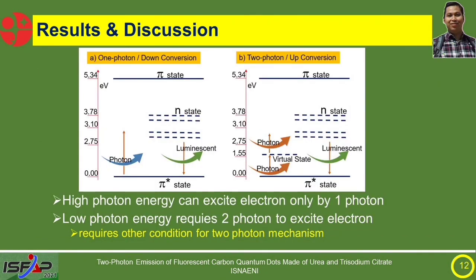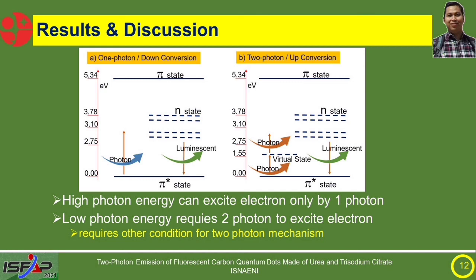The different mechanism of one photon and two photon emission is shown in this slide. We generated a simple energy band diagram using data from absorbance and photoluminescence. In down conversion photoluminescence, one photon from a blue laser can excite an electron to 3.06 electron volt above the pi star state. This energy can excite an electron to a certain n state level. From this state, the excited electron went to a relaxation state below it. The recombination process then took place by emitting a lower energy photon, known as the emission color of photoluminescence.